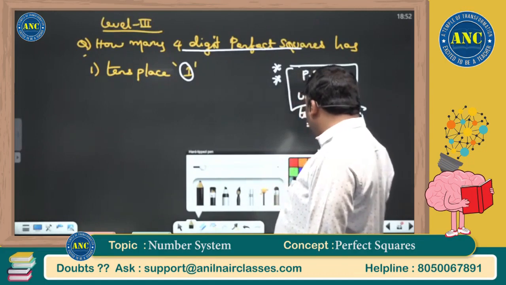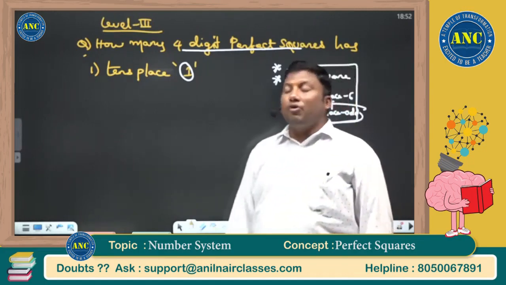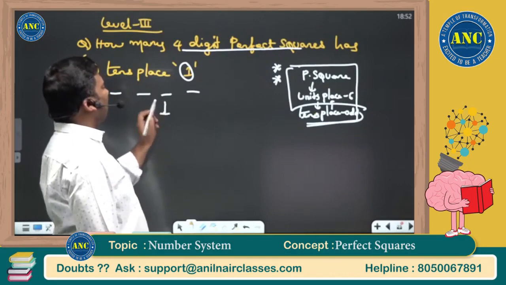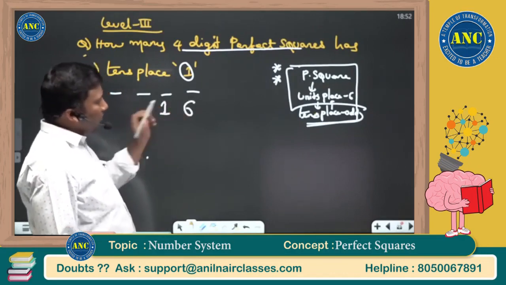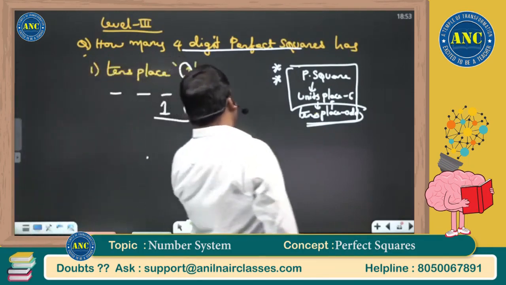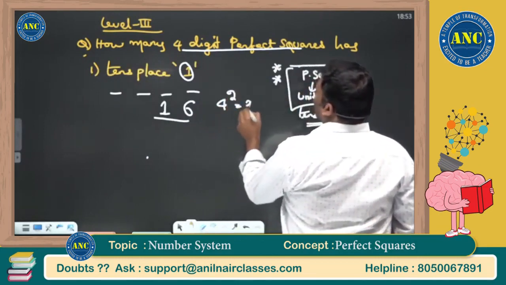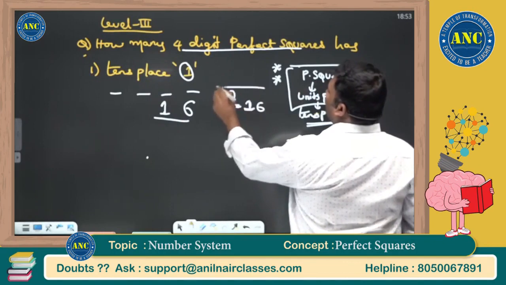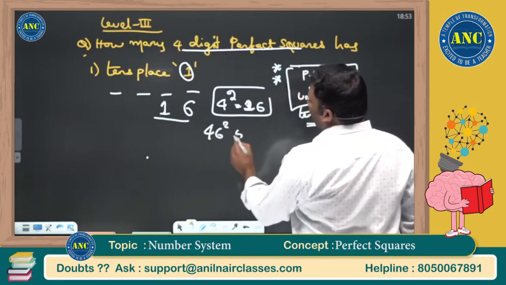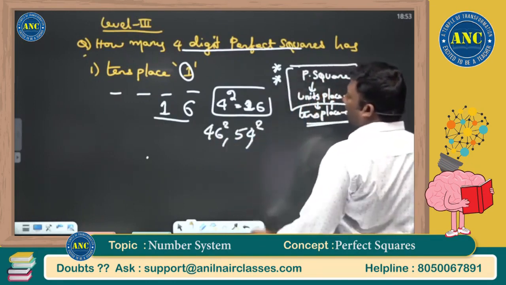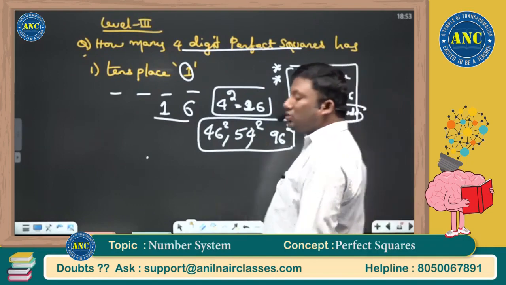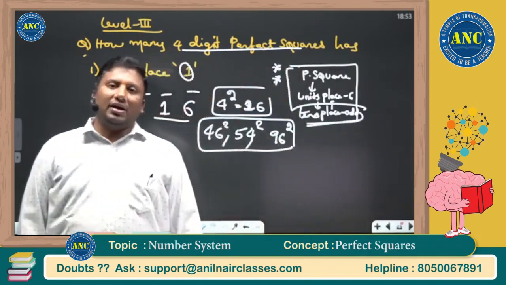Now let us solve this problem. How many 4-digit perfect squares have the tens place 1? The tens place is 1, and 1 is an odd number. It is only possible when the units place is 6. So the last two digits are 16. Then the problem is easy. 4 square is 16, the smallest natural number whose square ends in 16. Then 50 minus 4, 50 plus 4, 100 minus 4. How many numbers did I get? 3 numbers.